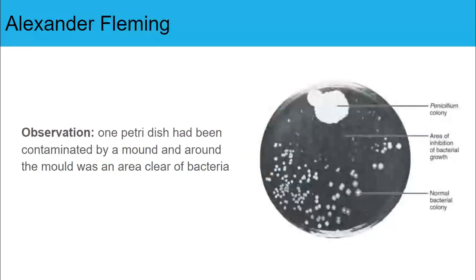The next is Alexander Fleming and his observations made when a petri dish had been contaminated by a mold. And what he actually found, which is what we see in our diagram on our right, is that around the mold was an area clear of bacteria. This observation led to more research, and Alexander Fleming was in fact the person who discovered penicillin, and it's now widely used as an antibiotic today.